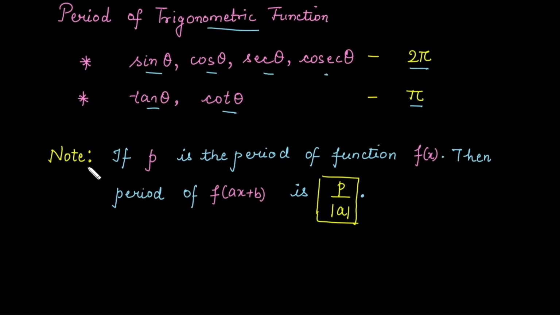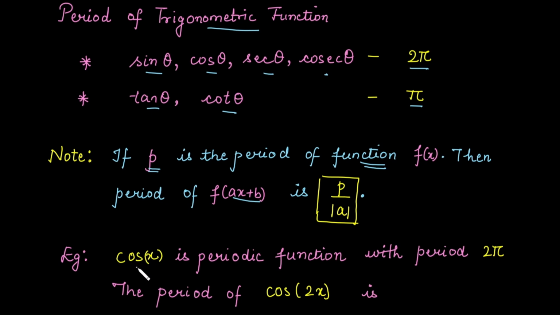We have another result. Suppose any function is given to you whose period is p. Now we change the angle: rather than x, the angle is ax plus b. In that case, it is again a periodic function, but the period is changed. That period is the period of f divided by the coefficient of x, taken in positive form, that is, the modulus of the coefficient of x.